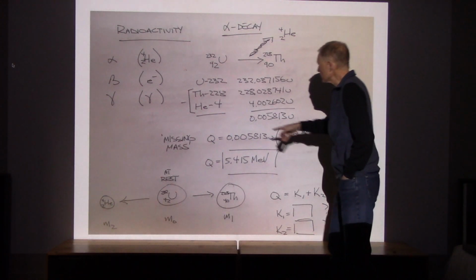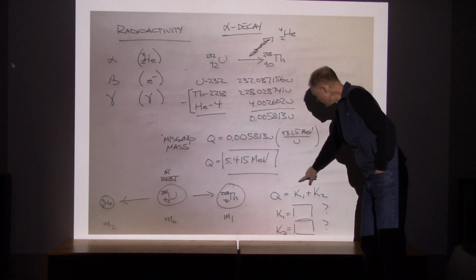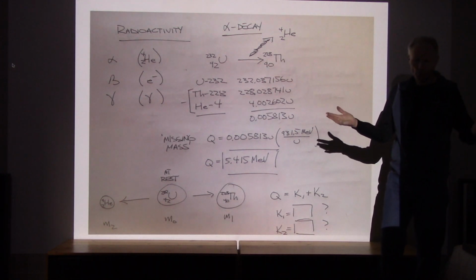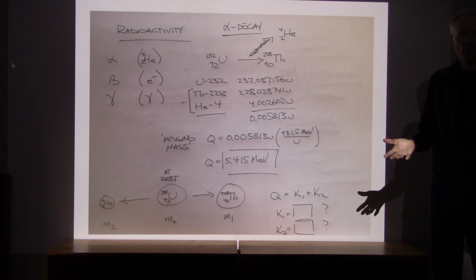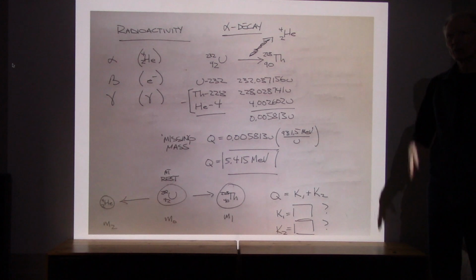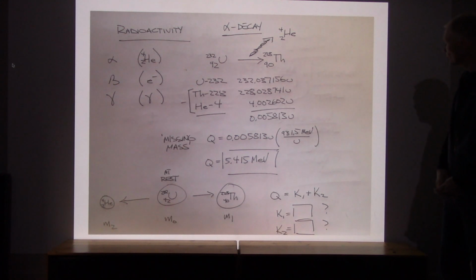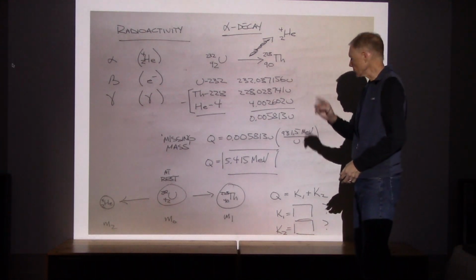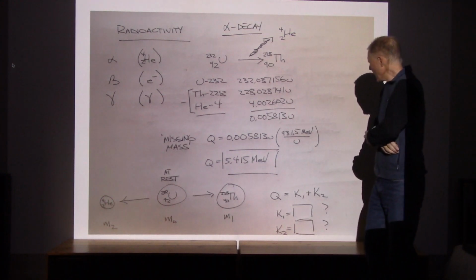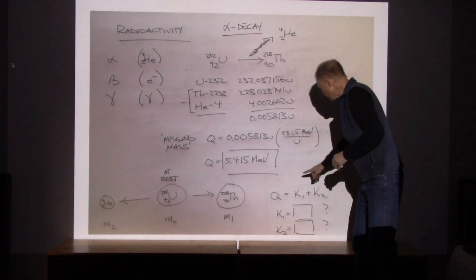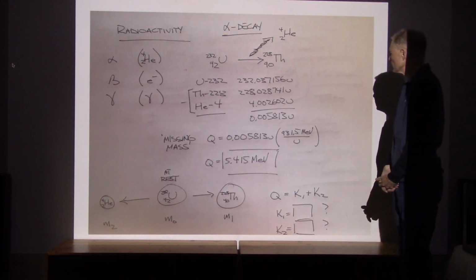Q is going to be the combined kinetic energies of all the products. So when we release a bunch of energy in these nuclear reactions, the energy is going to get divided up between the products. In this case, we only have 2 products. We've got the thorium coming out, we've got the helium coming out, and the thorium is going to have some kinetic energy, the helium is going to have some kinetic energy.